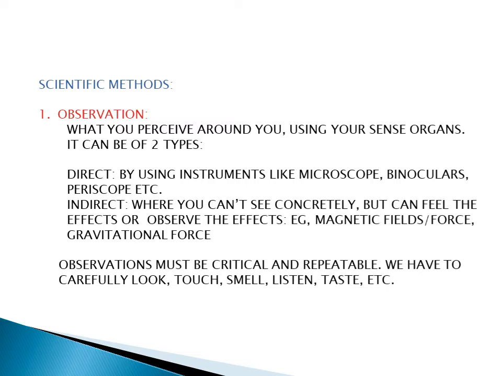First, observation. What do you perceive around you using your sense organs? This can be of two types. It can be direct, by using instruments like microscopes, binoculars, periscope, etc., where you're observing directly, or it can be indirect, where you cannot concretely see something, but you can feel the effects, like the magnetic effects of magnetic fields or the gravitational force. You can feel the effects of it.